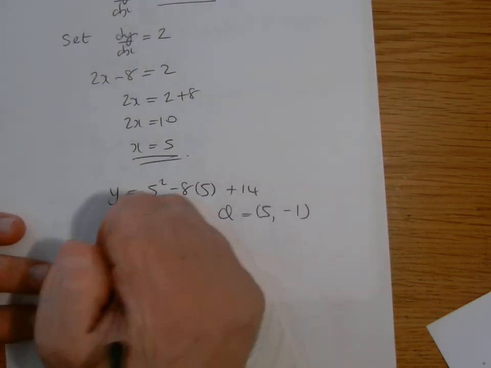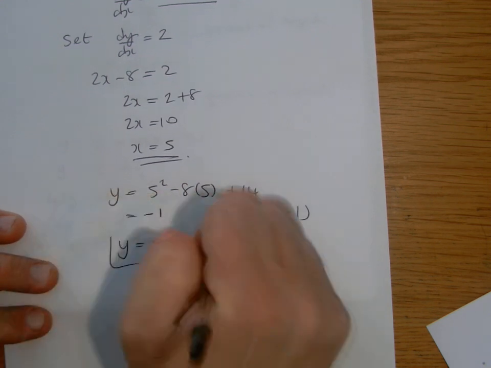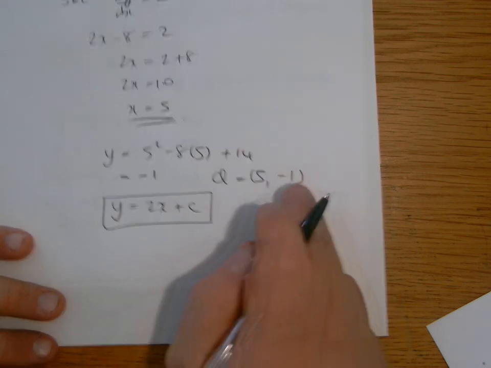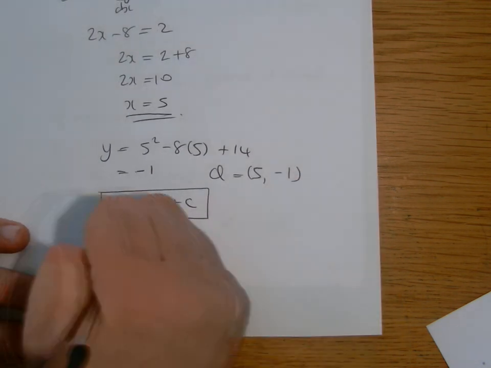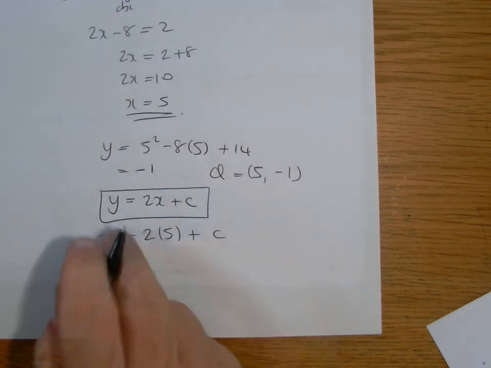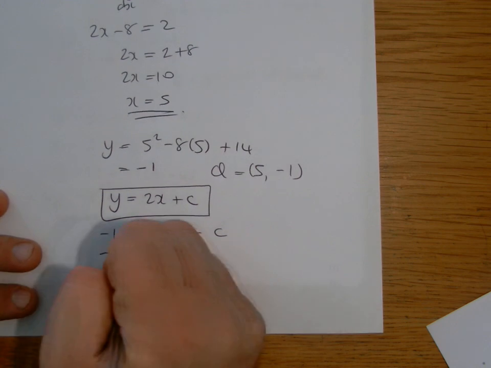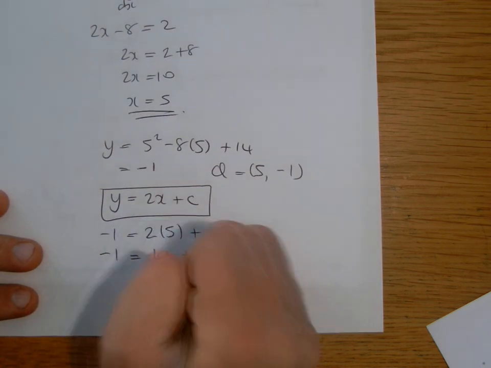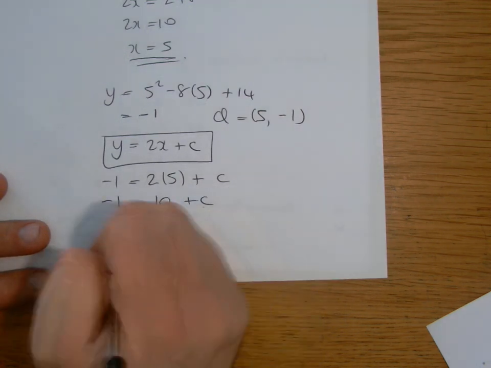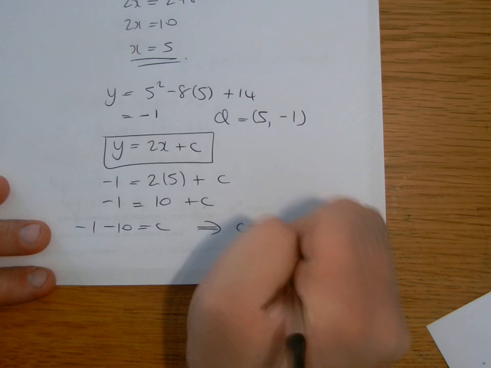Then to work out c, we'll just sub this into y equals 2x plus c. So we'll sub it into the line equation to work out what my c is. Your y is minus 1, your x is 5, sub it in because it'll satisfy this line, because the line goes through that point, and you get minus 1 equals 10 plus c. So when you work that out, c equals minus 1 minus 10, which means c has got to be minus 11.